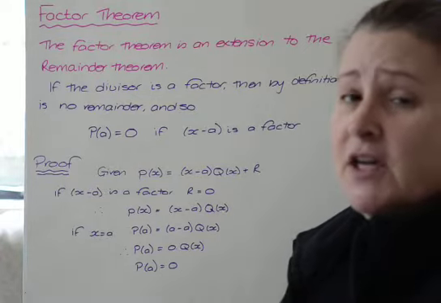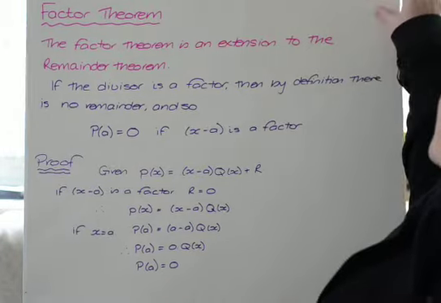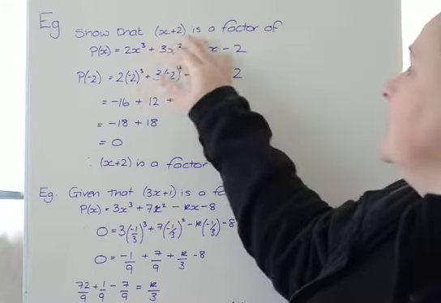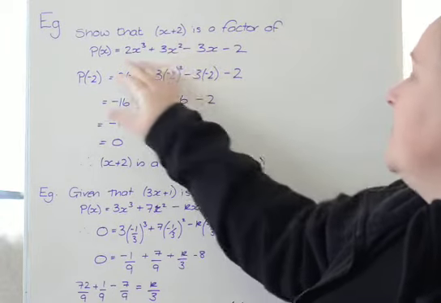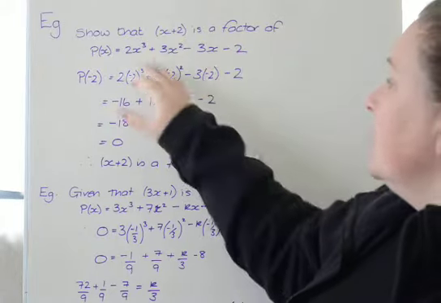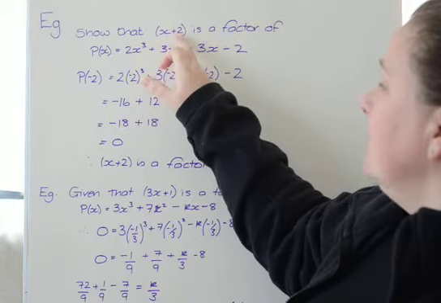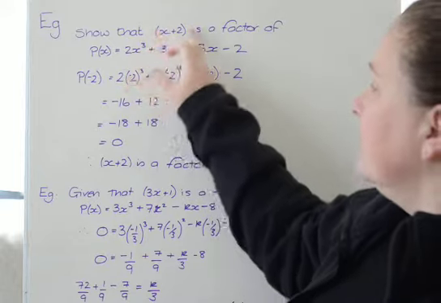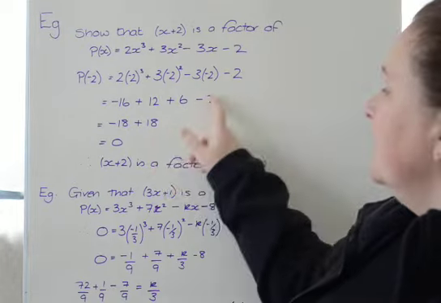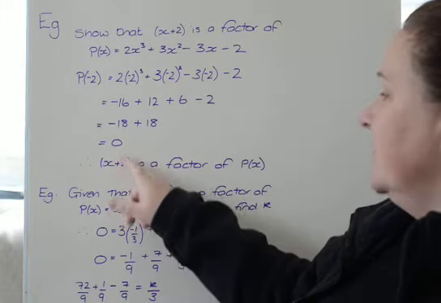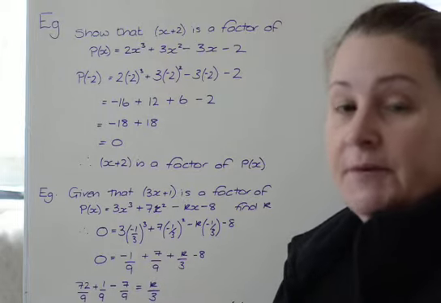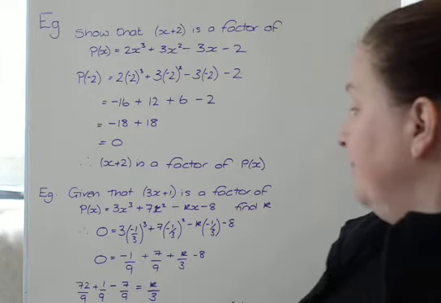Now there are 2 types of questions they can ask you on this. The first one is just showing that x plus 2 is a factor of this cubic. So again, all I do is I take the minus 2 from the factor. I look at the factor and say, right, x is going to be minus 2. Substitute it all in, and you can follow the calculations through to see that it is 0. So therefore x plus 2 is a factor of that particular polynomial.